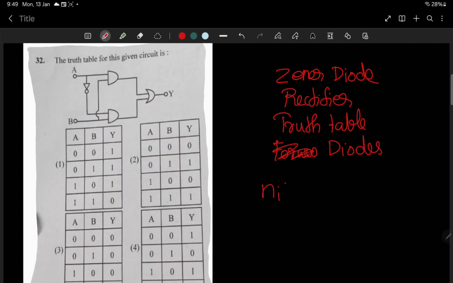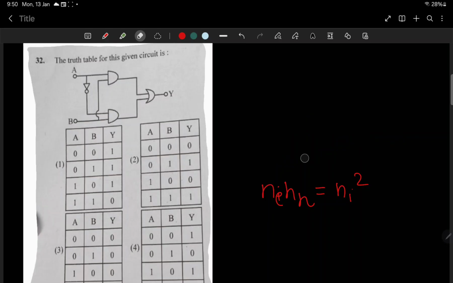And this thing, Ni into number of electron into number of hole is equal to Ni square. This formula also is important. These many things you learn. And Zener diode is important, and truth table is the most important. Okay.